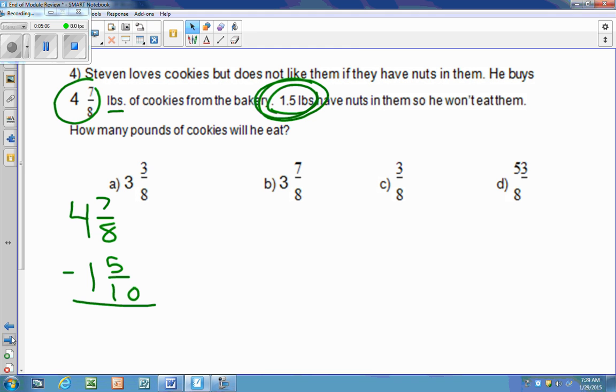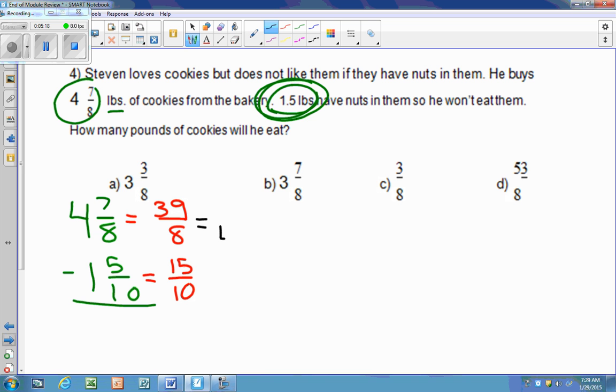But in order to do that, I first need to turn them into improper fractions. So I have 39/8, and over here I have 15/10. And the common denominator that I see in here is 40. Some of you might not be able to do this in your head, so you might want to come on the side and do something like this.